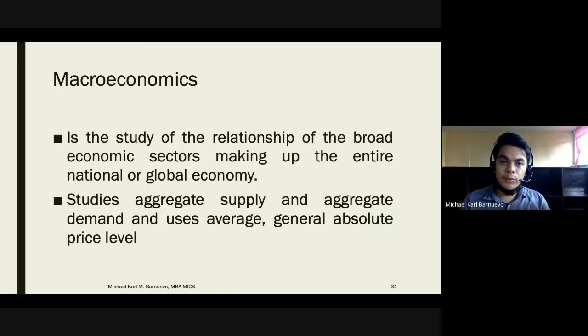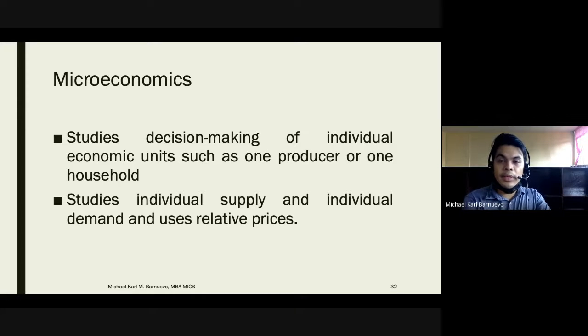For microeconomics naman, it studies decision-making of an individual, economic units, such as you as a consumer, or one producer, or one household. What do we mean by household? Yung nasa bahay niyo, one family. It is also considered as microeconomics. Especially with our practice in the Philippines, usually, a common Filipino family, there is one breadwinner or the one that brings income for the family. So that unit, yung family na yun, can be considered as microeconomics.